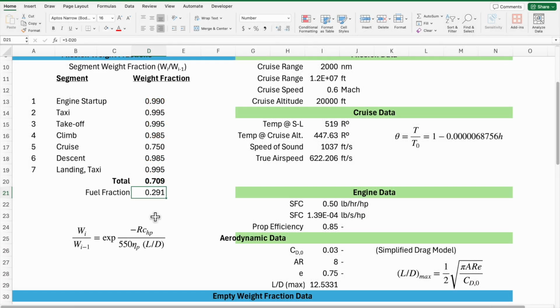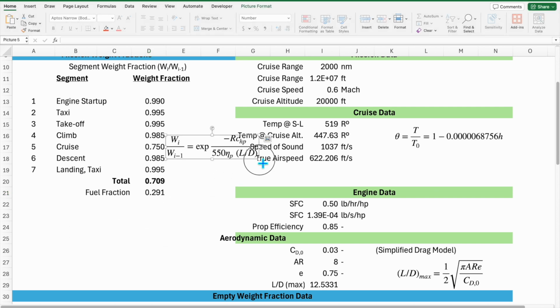So now what we have to do is solve our weight equation based on our mission fuel fraction and our similar aircraft data empty weight fraction. So what is the equation that we're trying to solve for our weight estimation? Let me just pull that up. I'll move this equation over here, keep it close for reference.